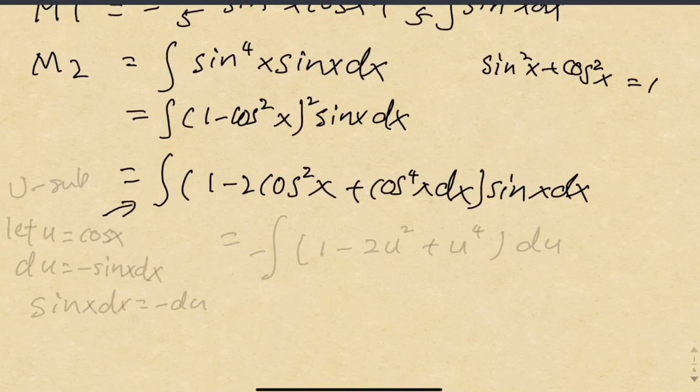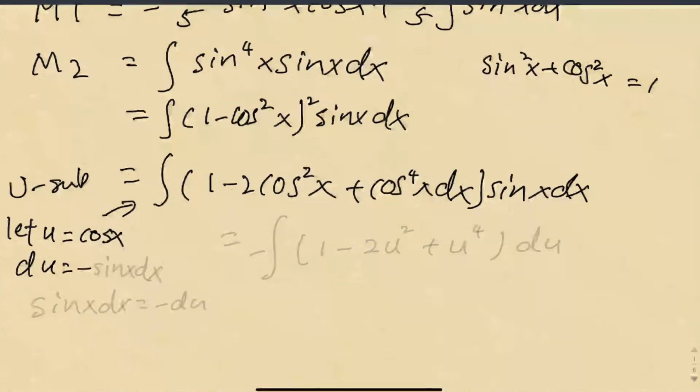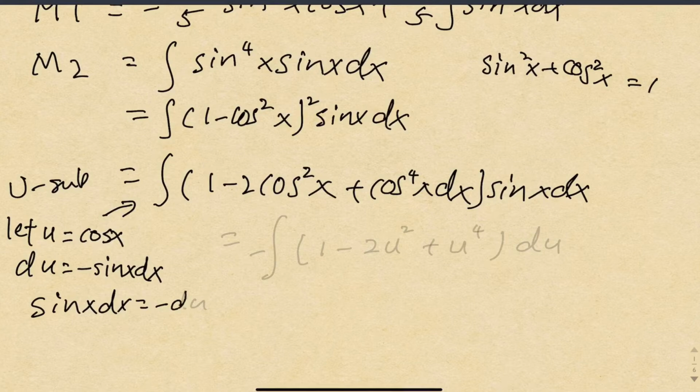Now for this, you can use u substitution to solve. So how to use u substitution? You let u equal cos x. When you differentiate, it becomes negative sine x dx. So you can replace sine x dx by negative du. You continue, so this integral becomes 1 minus 2u squared plus u to the power of 4, times negative du. Then you can straight away solve this integral.